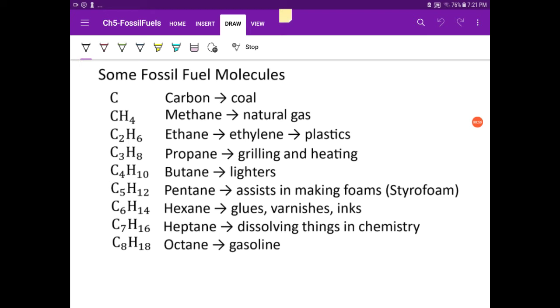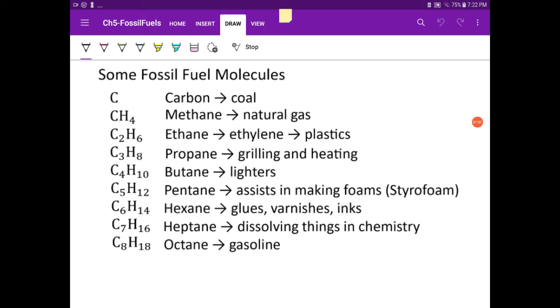And if we keep going, we get to propane, that's C3H8. We are familiar with propane from gas grills and heaters and things like that. Butane is the next one up. We find that in lighters, like cigarette lighters. Pentane is the next larger one. It has 5 carbons, and we use it to assist in making foams like styrofoam. It's not actually a component in the styrofoam, it's just used in the processing to make styrofoam.